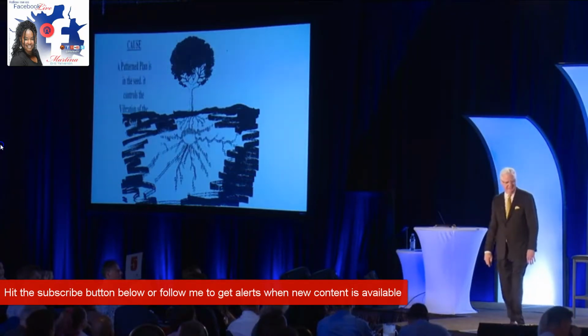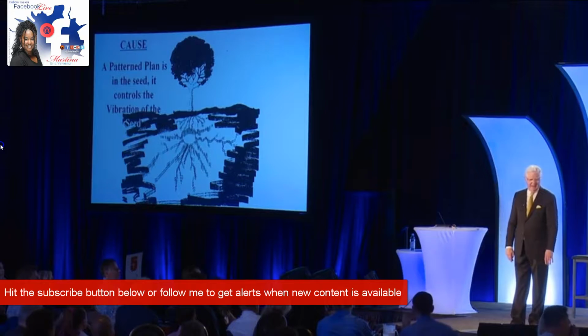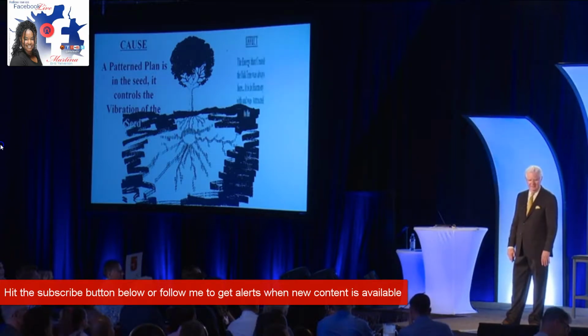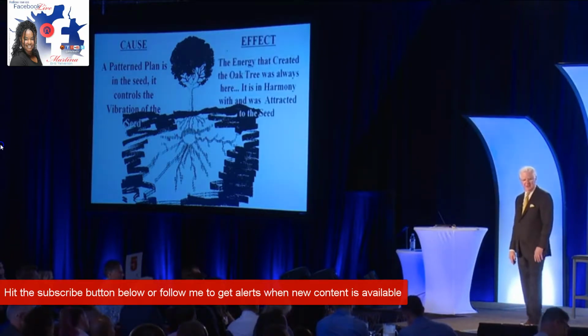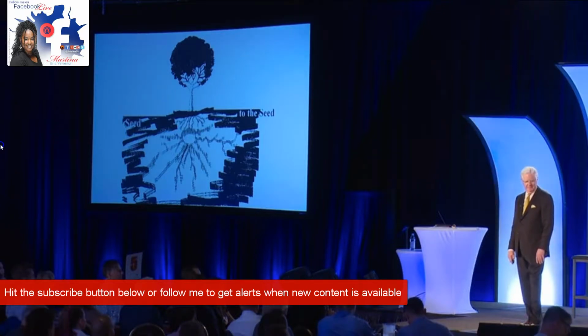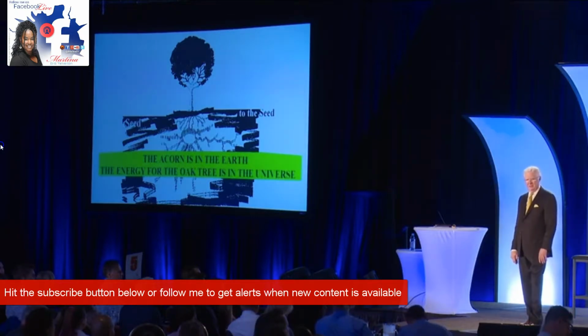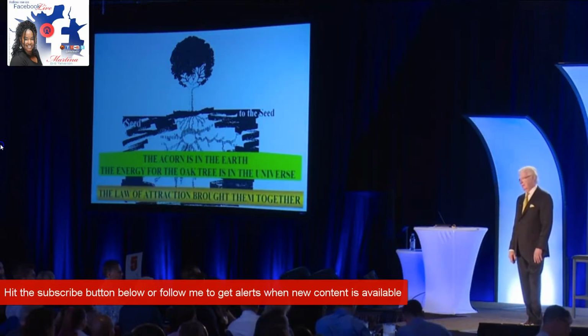Now think. A pattern plan is in the seed. It controls the vibratory rate of the seed. Okay? The energy that created the oak tree was always here. It's in harmony with and was attracted to the seed. Keep thinking. The acorn's in the earth. The oak tree's in the universe. And the law of attraction brought them together.